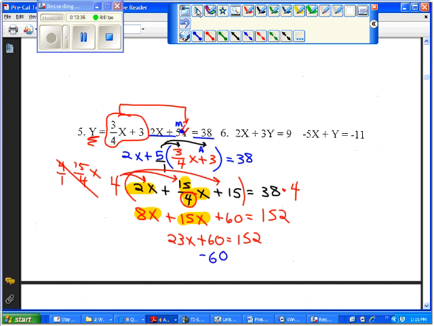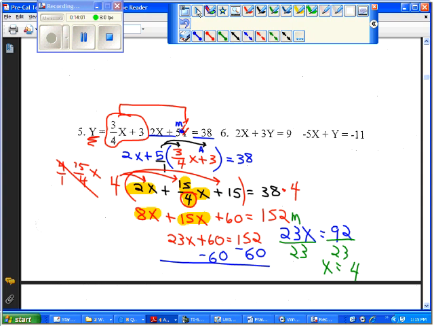Now we're going to start undoing. Minus 60. 23x is equal to 92. Everybody understand? Undo multiplication by division. x is equal to 4. So it's 4 something.